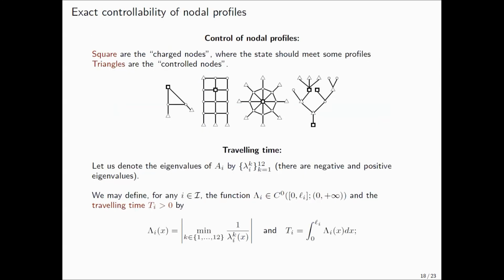Now I want to talk about a different problem. This is the problem of exact controllability of nodal profiles. I will consider the iJEP system, but again, we can also translate some results for the JEP system afterwards. The problem of controllability of nodal profiles is that at some nodes, which are the squares here, you want the state to meet some profiles on some specific time interval. And to do this, you control some other nodes, which are the triangles on this picture.